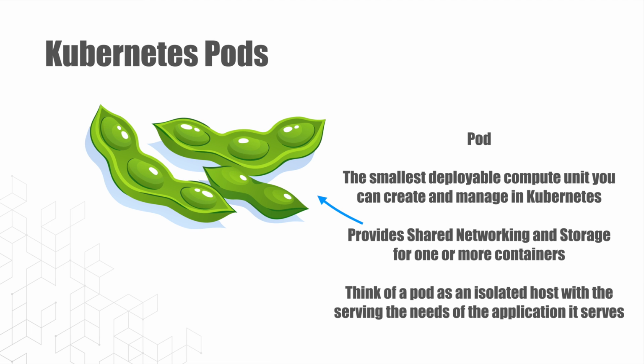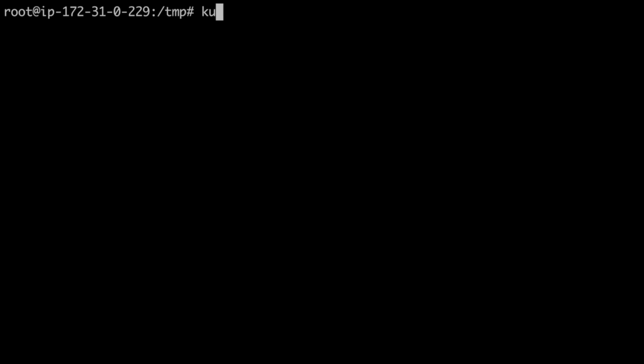To demonstrate it, for example, if we wanted to run a simple pod, and for those of you who are really new to Kubernetes, a pod is the smallest deployable unit of compute and is simply a group of one or more containers. It provides shared networking and storage, and you can think of a pod as an isolated host serving the needs of the application that it serves. To show this, we can just run kubectl run nginx --image=nginx. So we're naming this nginx and we're telling it to use the image of nginx.